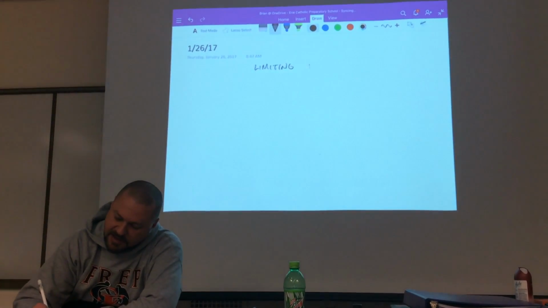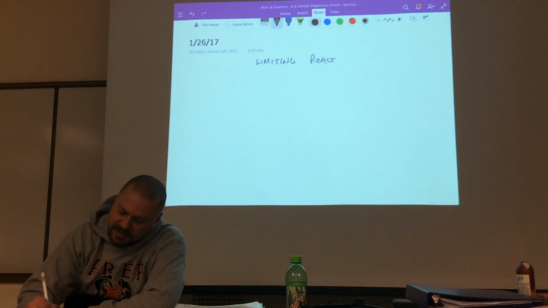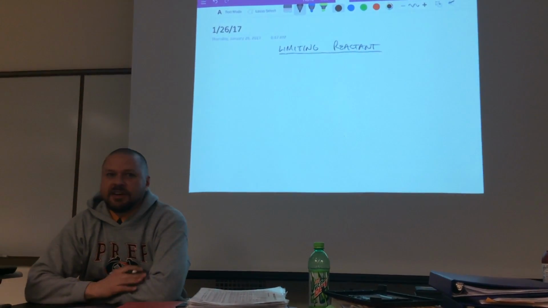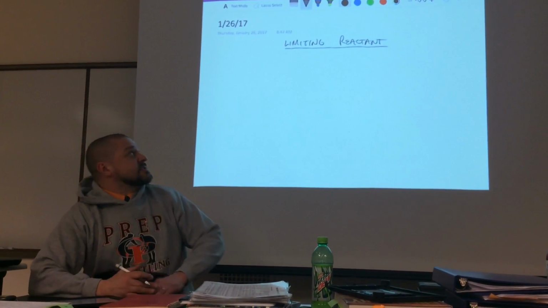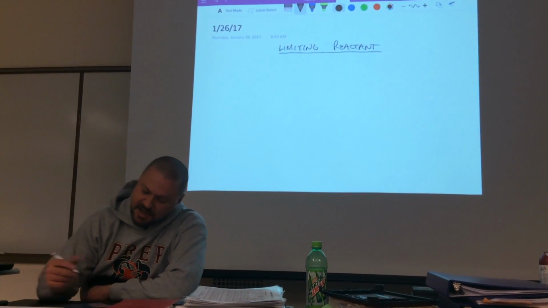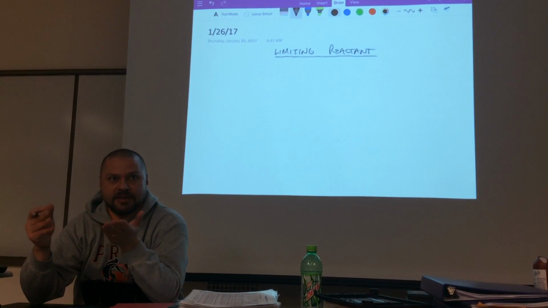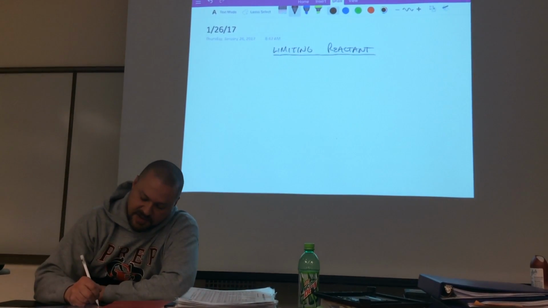Limiting reactant. Do you remember this? Okay. Do you remember what you have, what you need, all that stuff? Okay, so we're going to do that, but we're going to do it with gases. And so instead of me going through all the steps, you have all the steps before. Okay, they're in your notes. I'm going to go through and just give you an example.